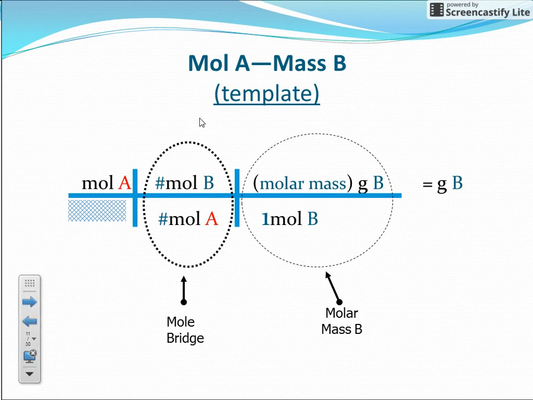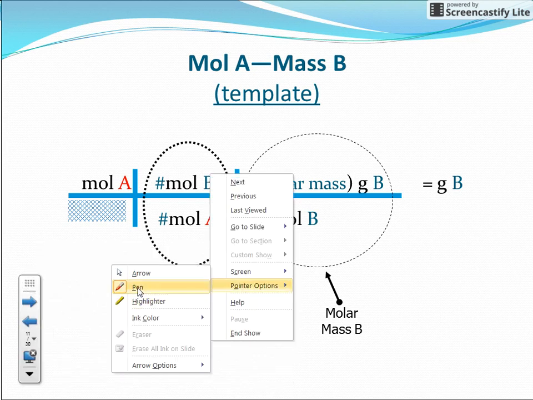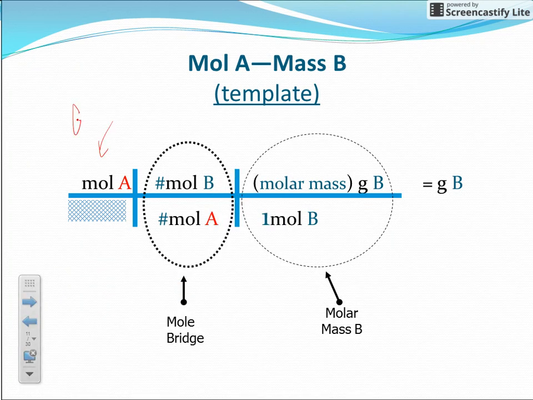Let's look at the template, or the plan, if you will, for converting from moles of A to grams of B. You would want to obviously start with your moles of A, and moles of A would be what we call our given. So this is the number that's always given in the word problem. You would want to be using your mole bridge first. So moles of A on bottom, moles of B on top. This allows moles of A to divide out. And that means next we need moles of B to cancel. So moles of B on bottom here.